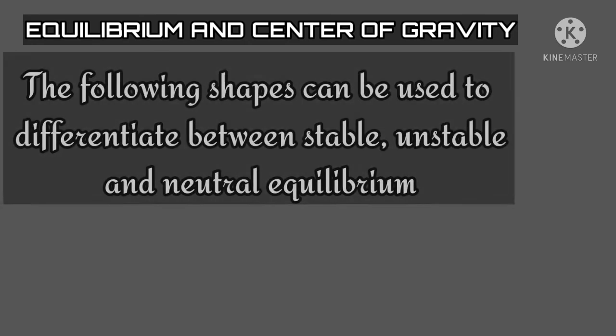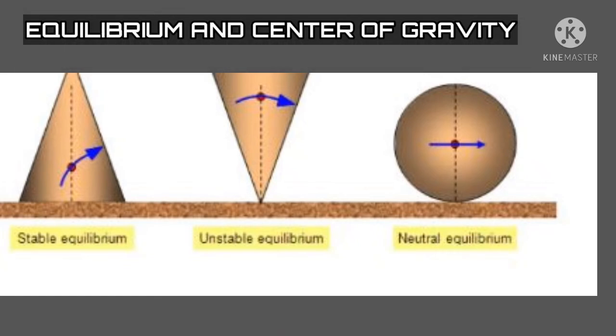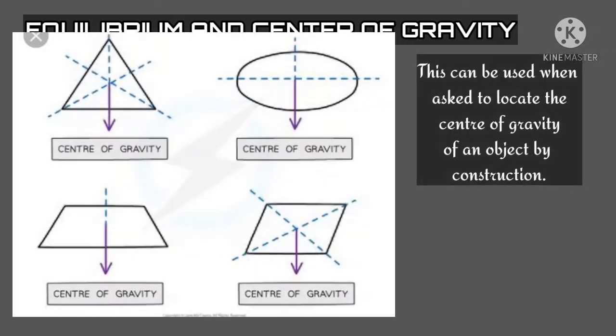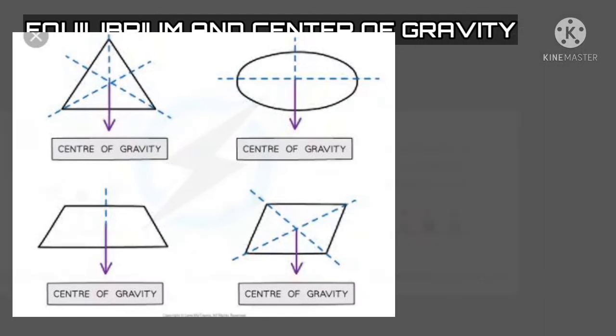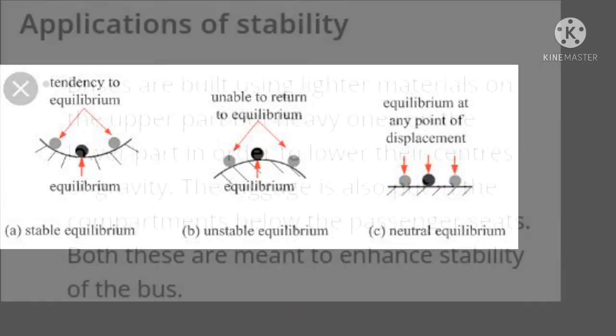Those equilibria can be distinguished using various diagrams, as we are going to see in our next photo. So here we have a stable equilibrium, unstable equilibrium, and neutral equilibrium. This diagram can be used when we are asked to locate the center of gravity by construction. You can construct. These various types of equilibrium can be distinguished using various diagrams, where we have stable equilibrium, number A, unstable, number B, and C, neutral equilibrium.